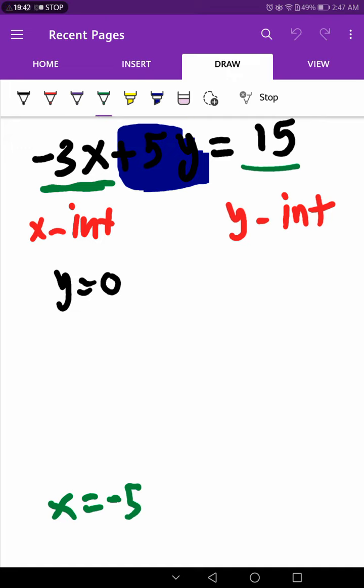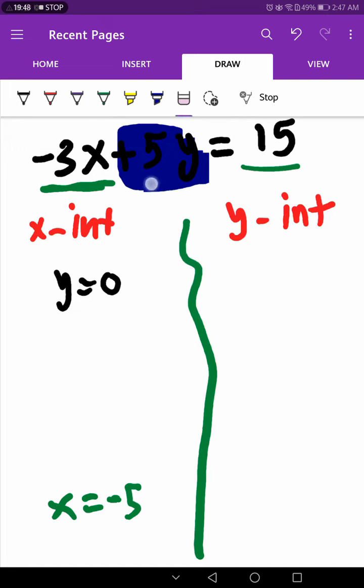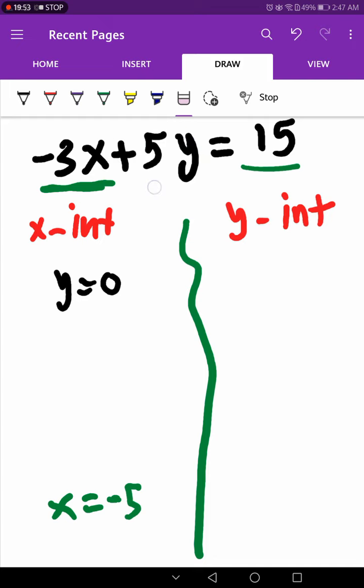Okay, my dear student. Now I reverse. Okay, now the y-intercept. I'm here, my dear student.